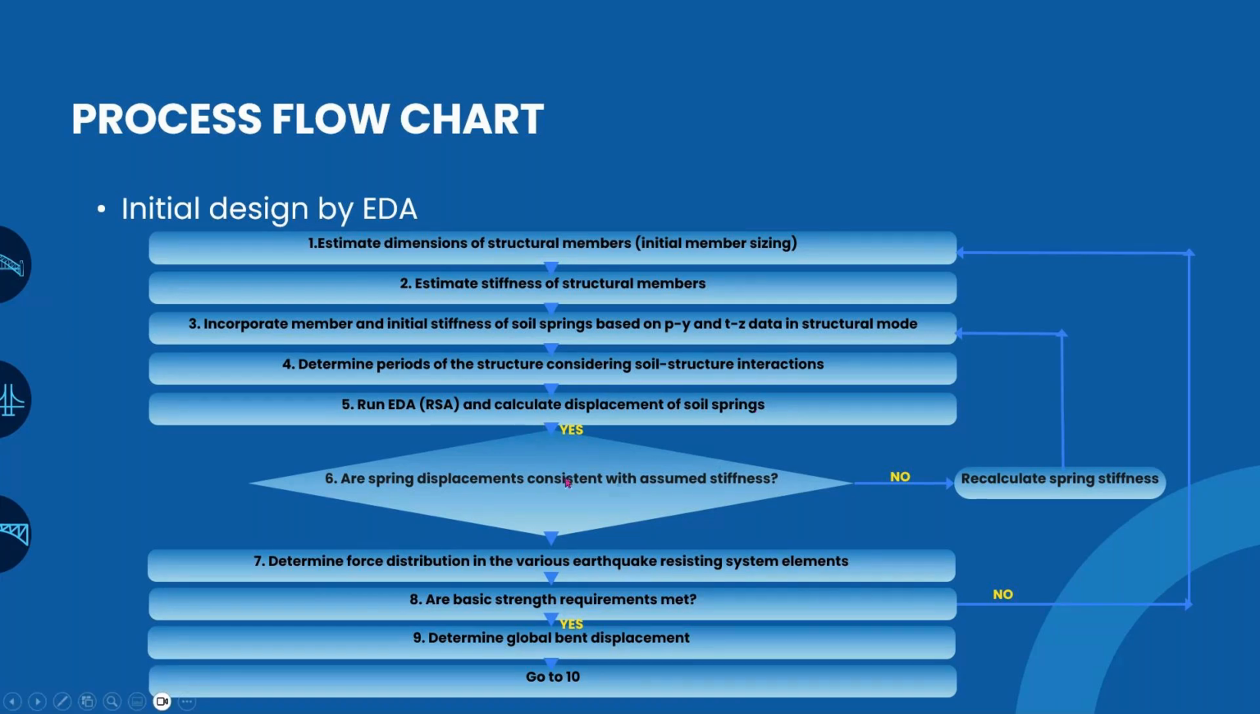Now here there is this important step that we need to do, and which is a very cumbersome approach that we follow, is to check whether the spring displacements are consistent with the assumed stiffness, because under the response spectrum and the eigenvalue analysis, the soil spring stiffness, which are actually non-linear in nature, we consider them to be linear and evaluate the structure. So we need to check whether the spring displacements are within the limit or not. If they are not in the limit, then we need to recalculate the spring stiffness and update the model and rerun the analysis.